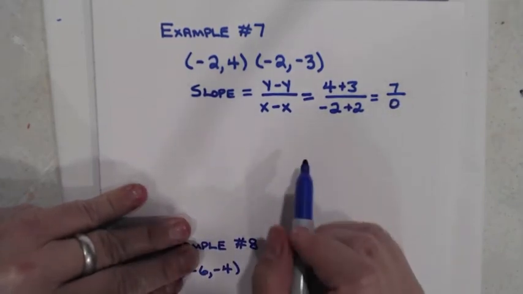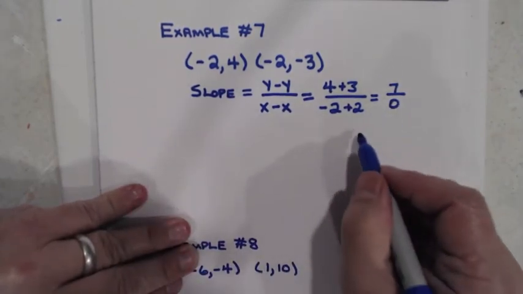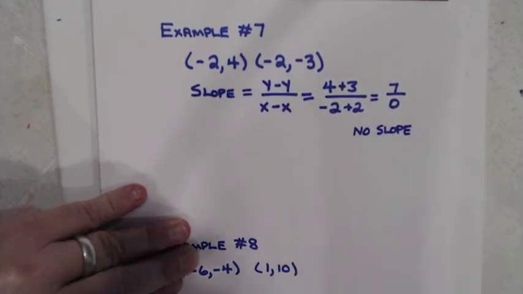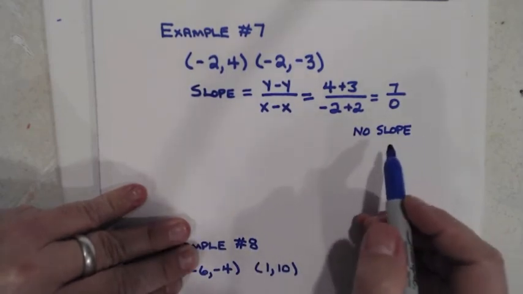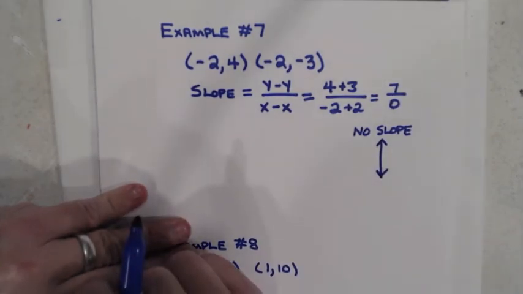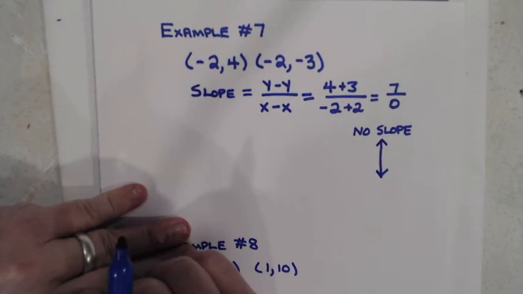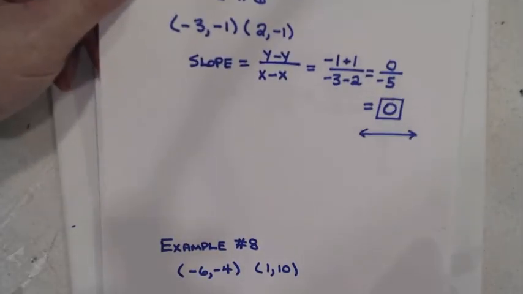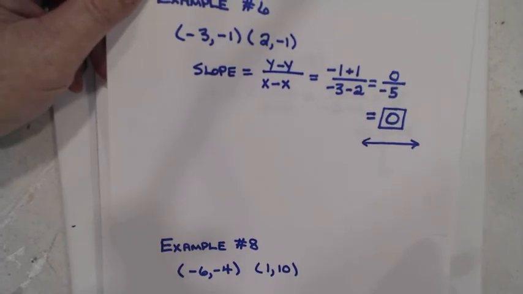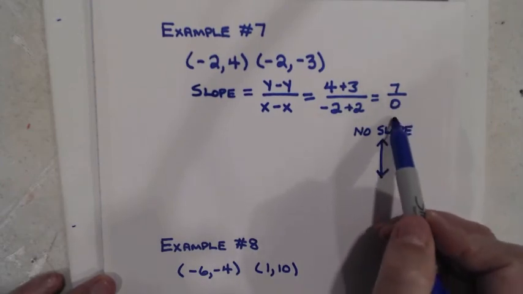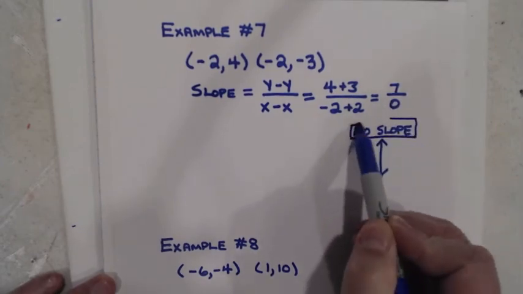You cannot divide by 0. Since you cannot divide by 0, then you write no slope. We need to remember what a slope that's no slope or undefined looks like. It's a vertical line, a line that goes straight up and down. So if the 0 is in the top, your answer is 0. If your 0 is in the bottom of the fraction, your answer is no slope or undefined.